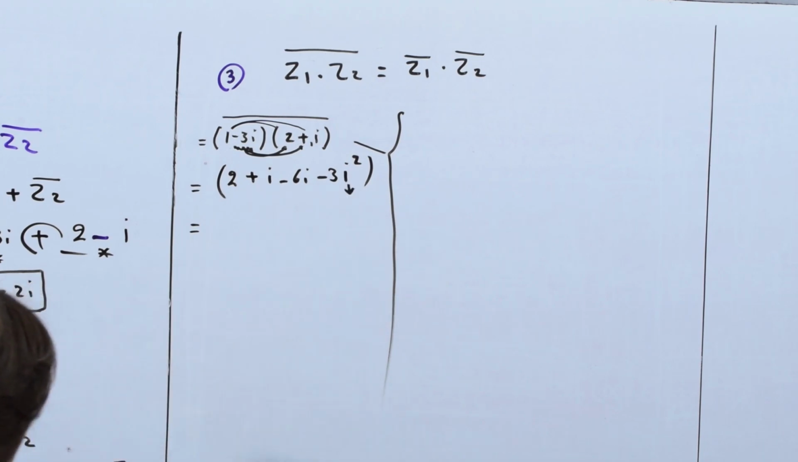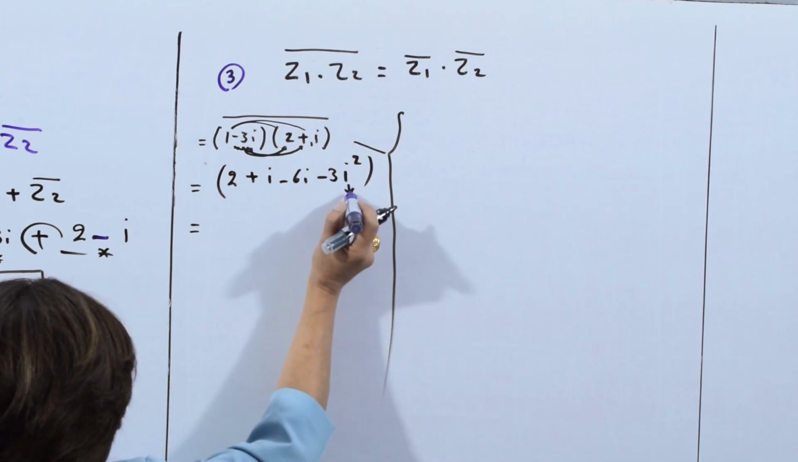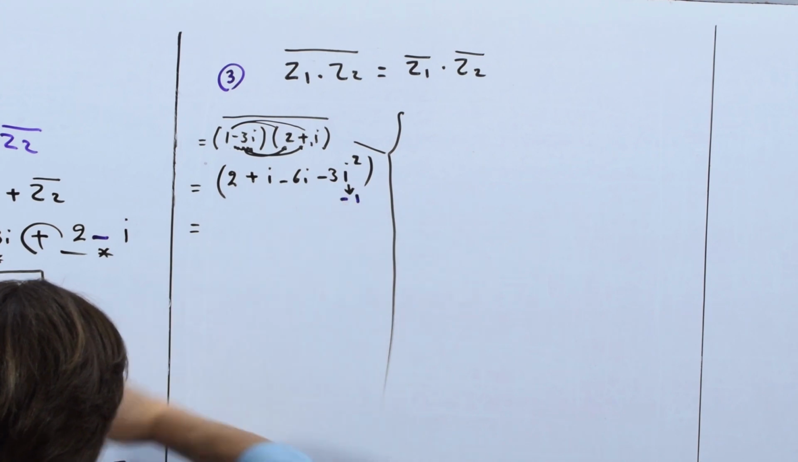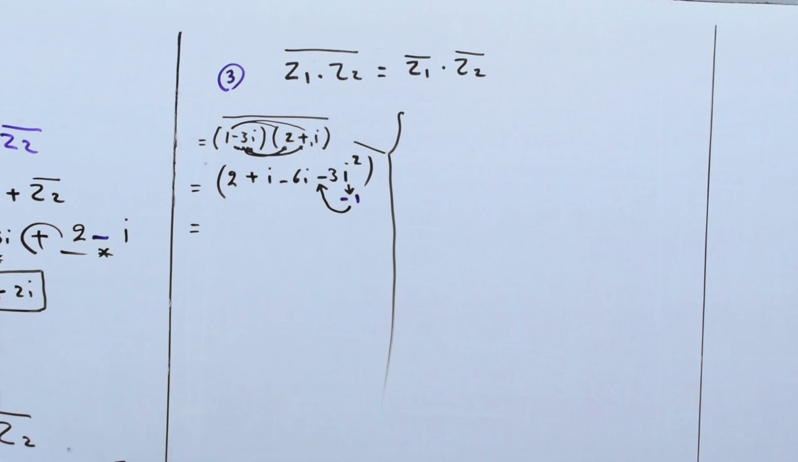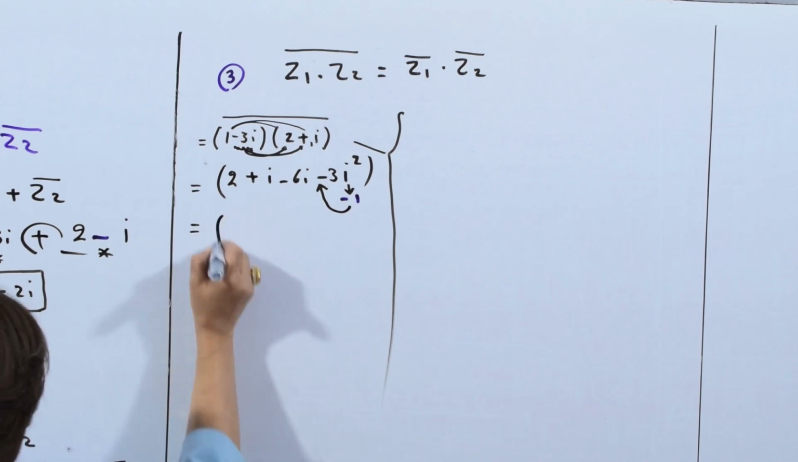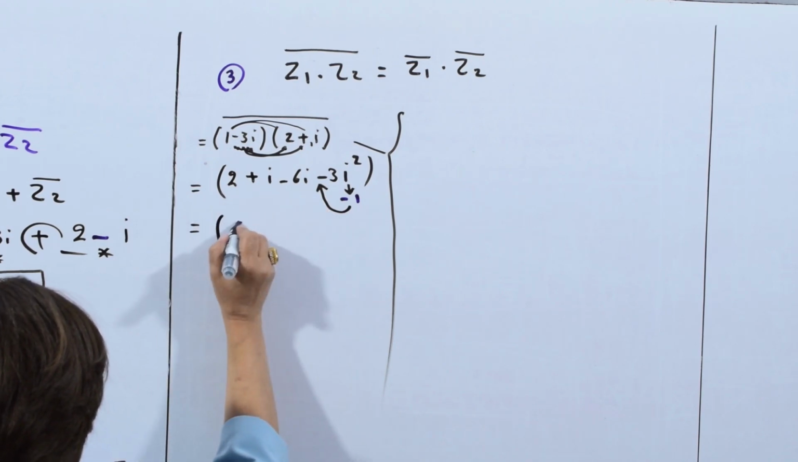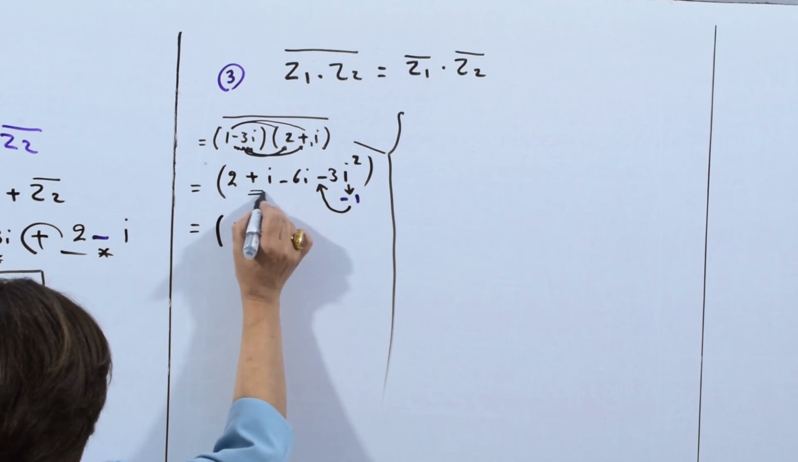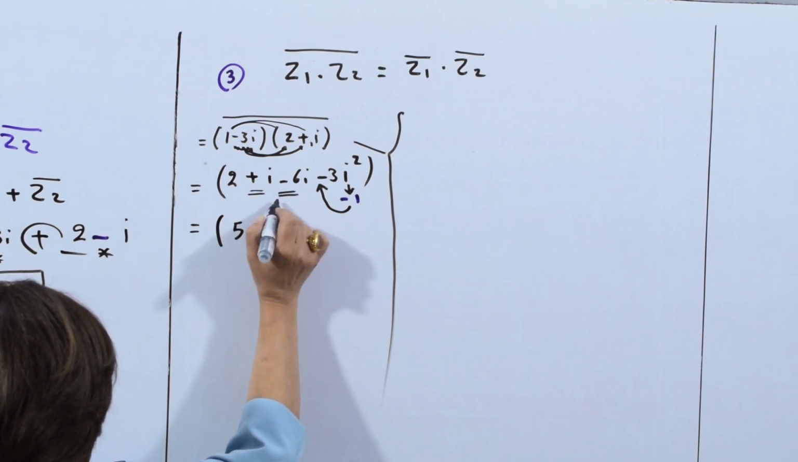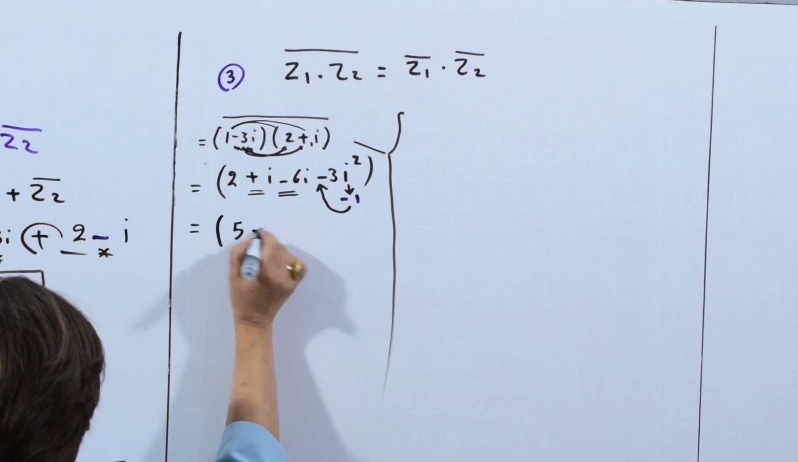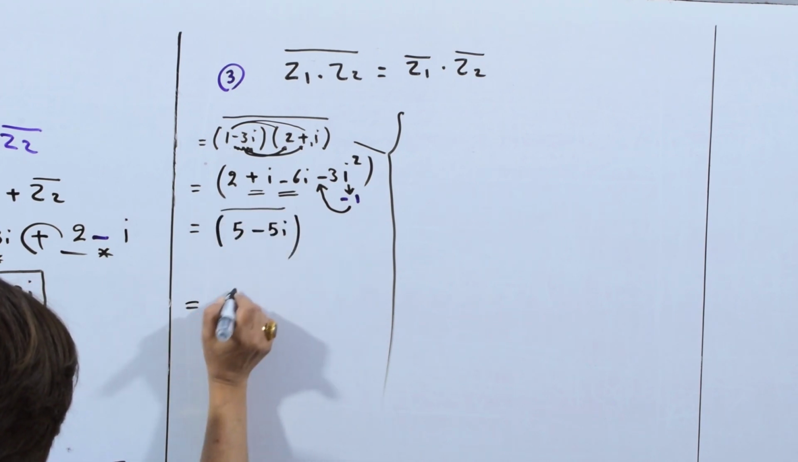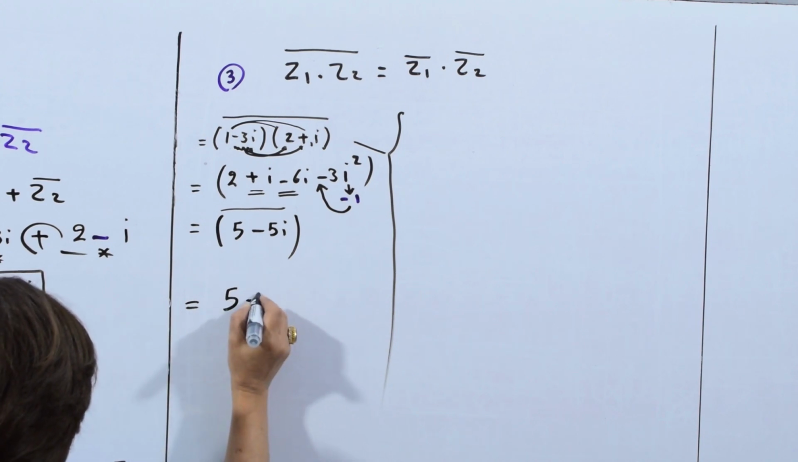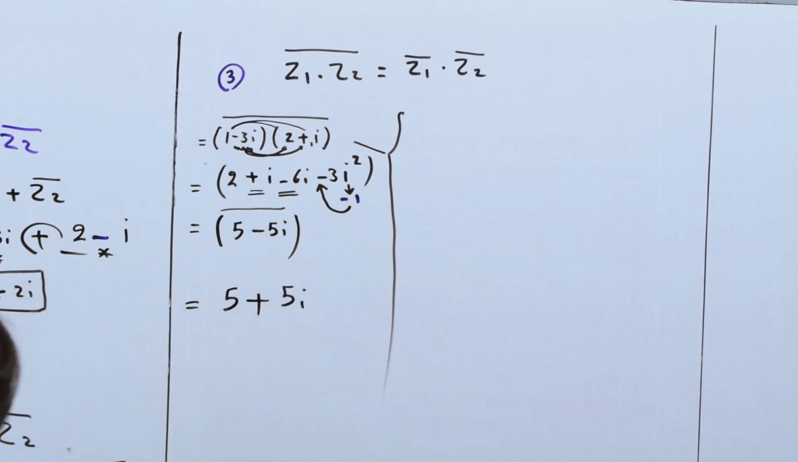All times negative, I recite power 2 give me negative 1. That means change the sign of this term. Then 2 plus 3 give me 5. Positive 1 with negative 6 give me negative 5. Then take the conjugate of all of them, we get 5 plus 5i.